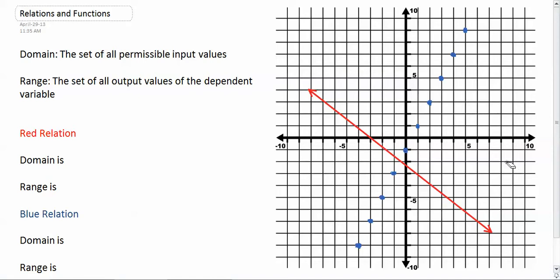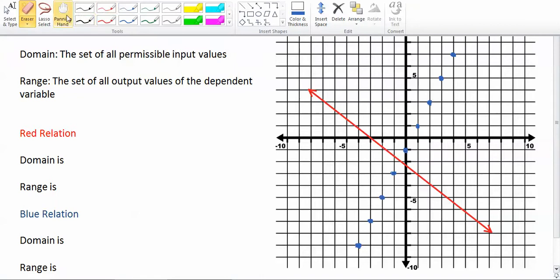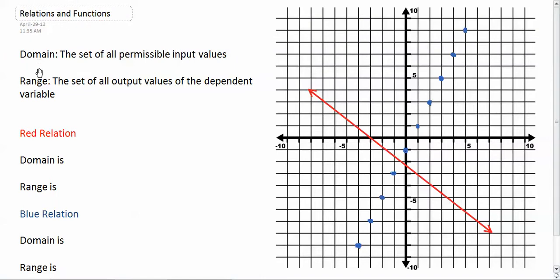Hi students, and we're continuing our look at relations and functions. So let me just grab my little hand tool here. So we've got some new definitions here.